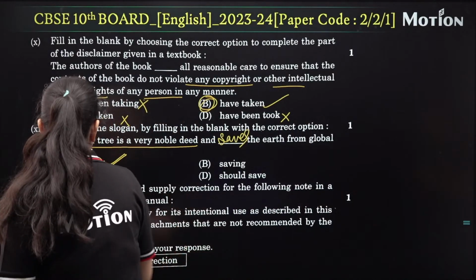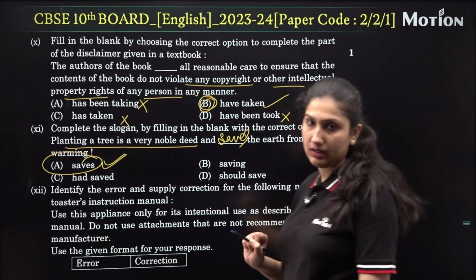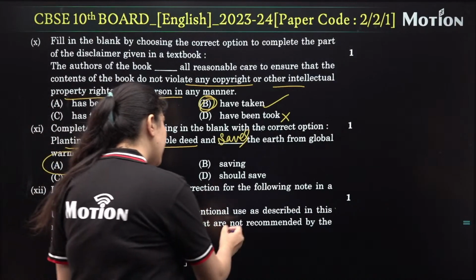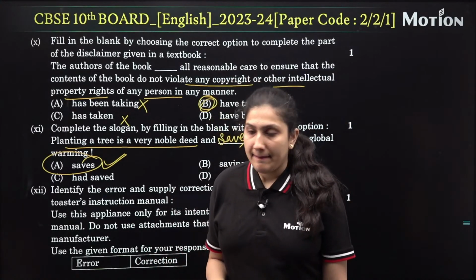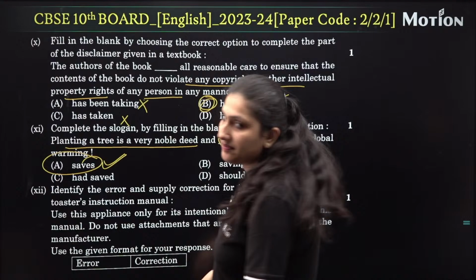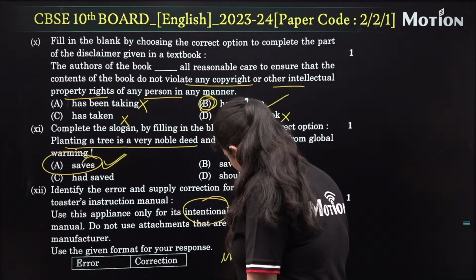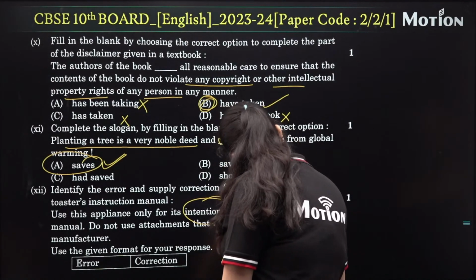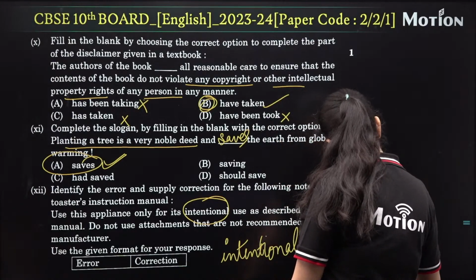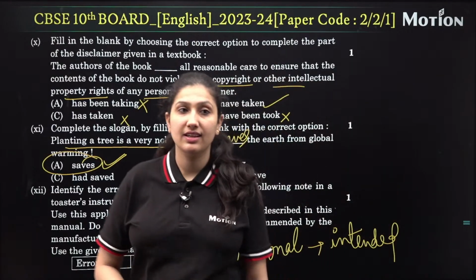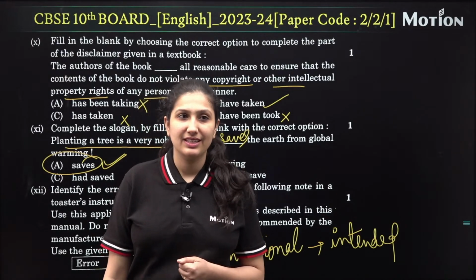Next, identify the error. Use this appliance only for its intentional use as described in this manual. Do not use attachments that are not recommended by the manufacturer. Tell me what is the error in this. Can you find any error here? See, "intentional" is an error. In place of "intentional", "intended" will come. Clear with this? I am so happy after providing solutions to you.